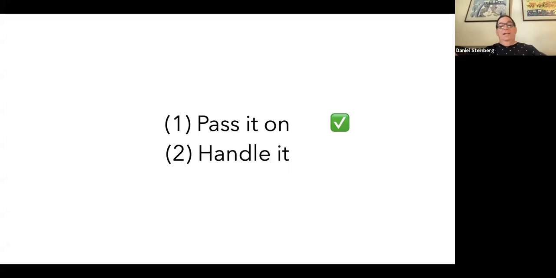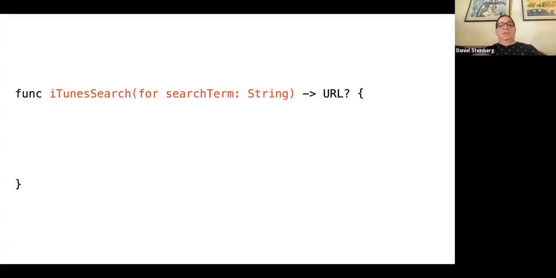So we've done that. Let's look at how we might handle it. And so say iTunes search, we're going to receive an optional, but instead of returning an optional, I want to just return a regular URL. So how do we handle it?